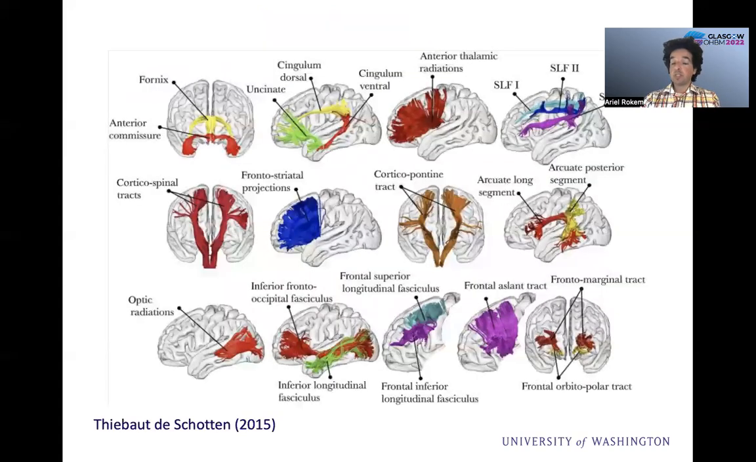And we can repeat this process, placing regions of interest to select different bundles and identify many of these anatomically defined major bundles.